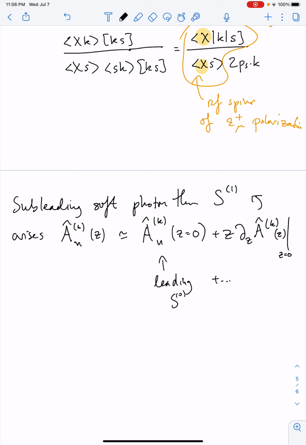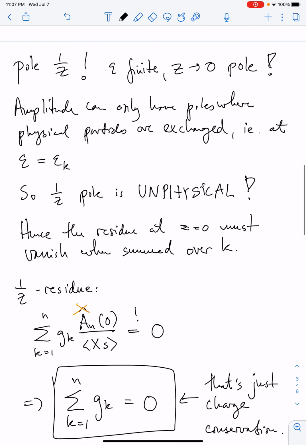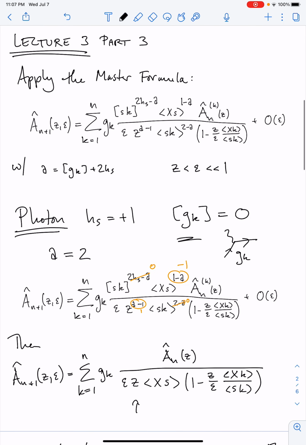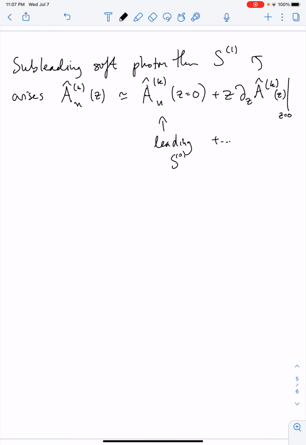Okay, so this is a lot of stuff that we got out. We got the leading soft photon theorem out of the master formula, and we also learned that we must have a situation where charge conservation always holds for amplitudes, so we derived that automatically. Now let's shift our attention to gravitons.